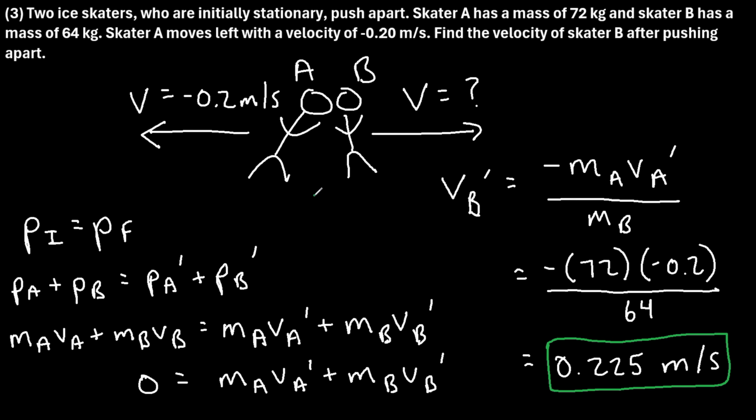Now again, in this situation, we know that the initial momentum must be equal to the final momentum, and we already said the initial momentum is 0. So if the velocity of skater A is negative, the velocity of skater B is a positive value, so that the momentum of the 2 skaters adds up to 0. So that will be our answer for that one.